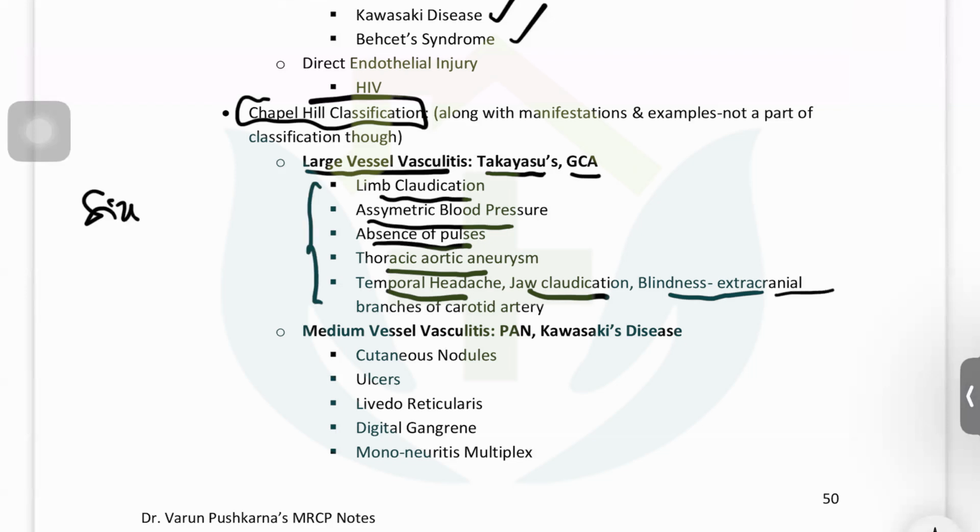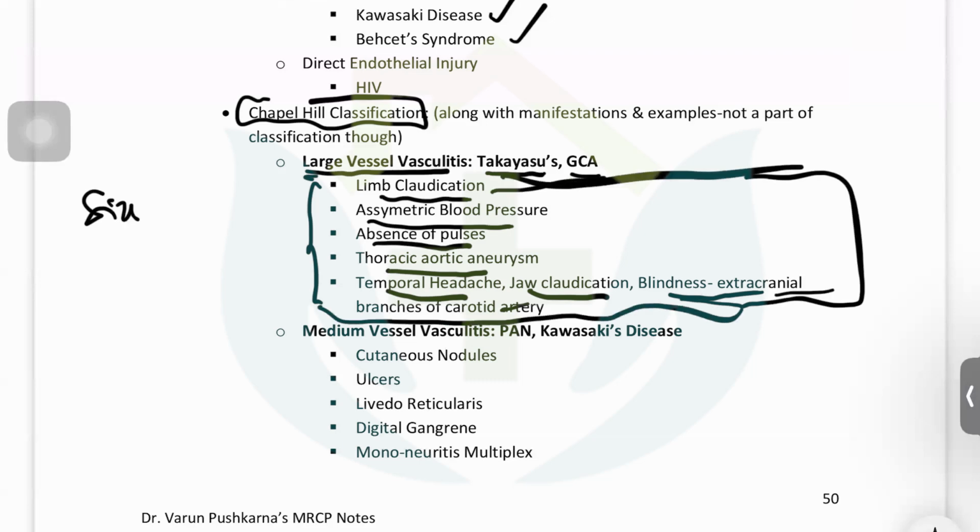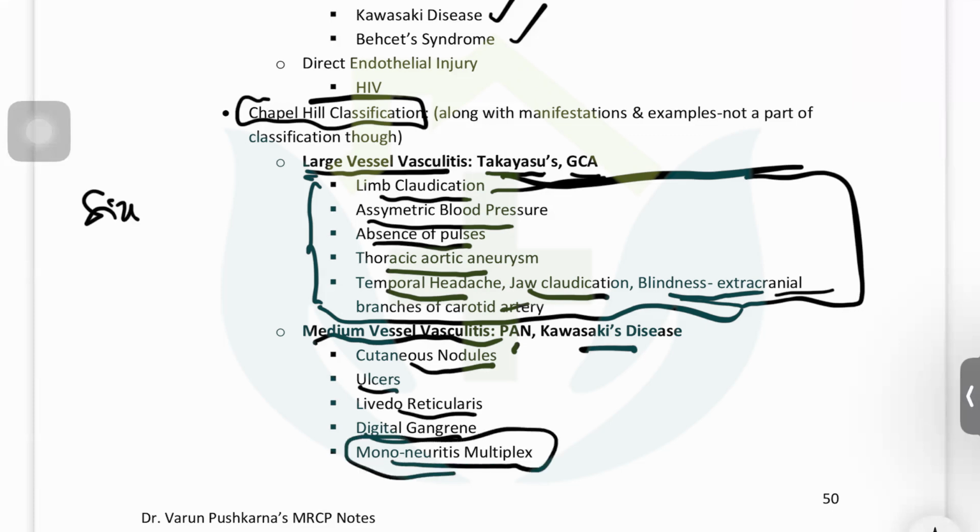So this is how the large vessel vasculitis will present. Pain of the legs, rest angina of the legs, asymmetrical blood pressure, absence of radial pulses in the limbs, thoracic aortic aneurysm, temporal headaches, and all these things. Medium vessel vasculitis, they will be seen in polyarteritis nodosa or Kawasaki's disease. This will present with digital gangrene, digital ulcers, livedo reticularis, nodules in the skin, mononeuritis multiplex, very important.